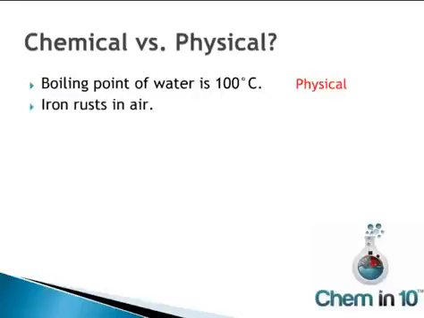Iron rusts in air. Iron forming iron(III) oxide is a chemical reaction. It describes iron's ability to react with another substance, so it is a chemical property.